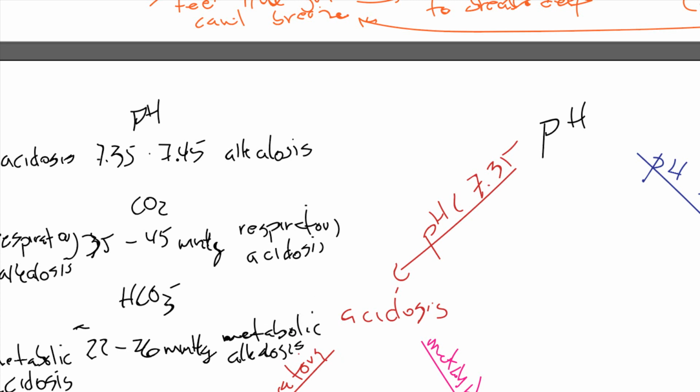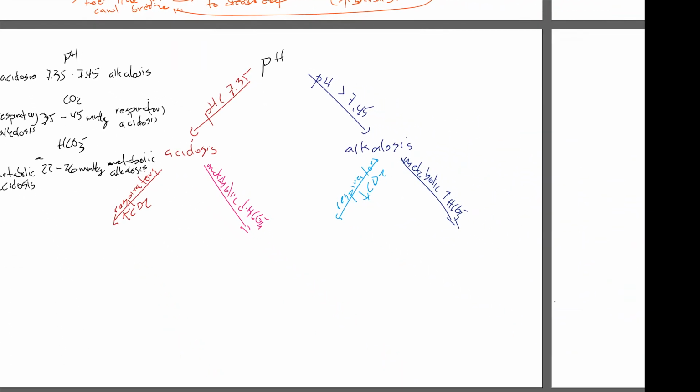So the extra complexity when you get to nursing is there's going to be 3 levels. There's going to be what's called uncompensated, what's called partially compensated, and compensated.